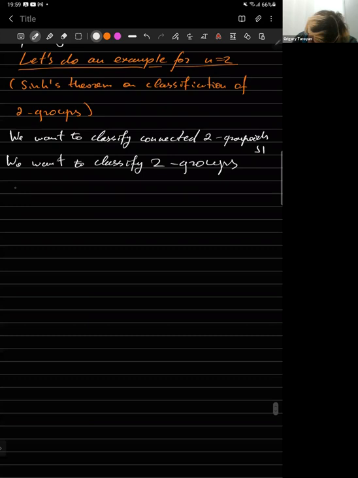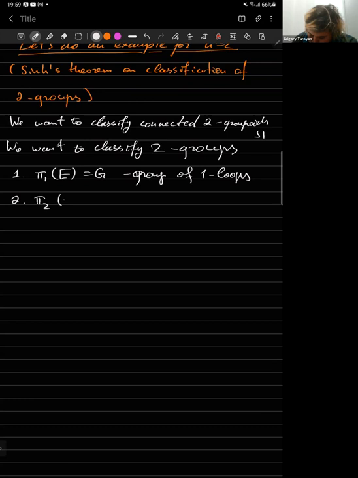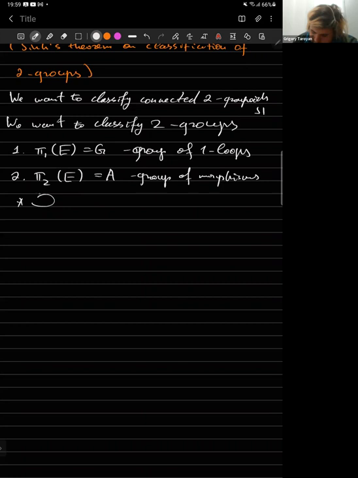First, how will we do it? We take pi 1 of E, which is G. This is a group of loops. And we take pi 2 of E, which is A. And this is a group of two morphisms. So those are just self-equivalences of the identity morphism.